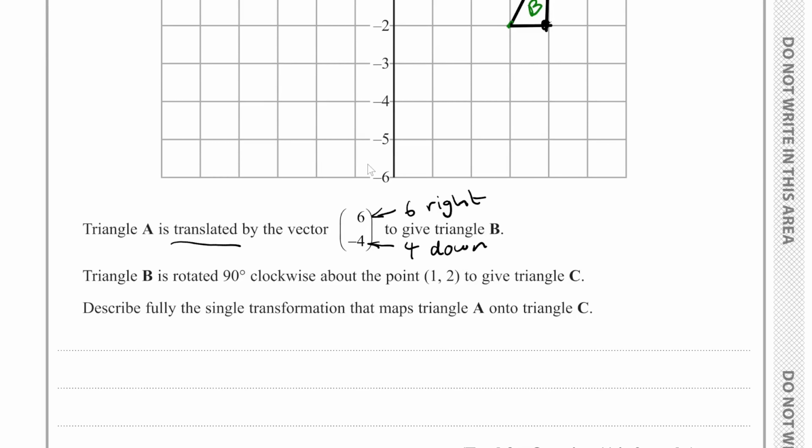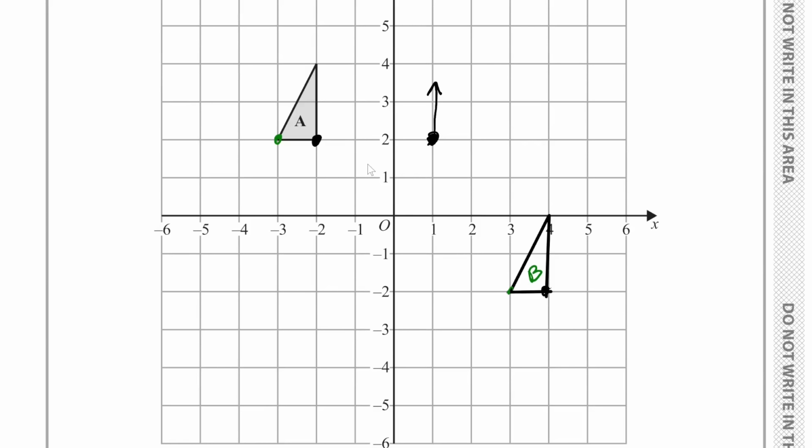I don't have tracing paper, so I'm just going to try and rotate it without it. At the moment, I'm going 2 across, 1, 2, 3, 4 down. If I twist that round, I'm going to be going 2 down and 4 across. So that corner will be there. If I've got 3 across, 2 down, that's going to become 3, 2. And if I've got 3, 4, that's going to be 3, 4. So this is triangle C.